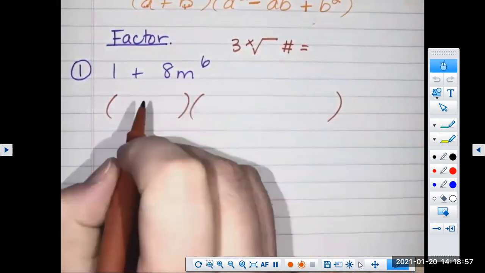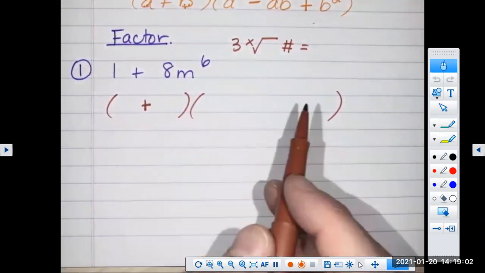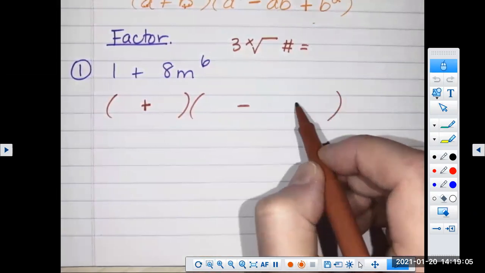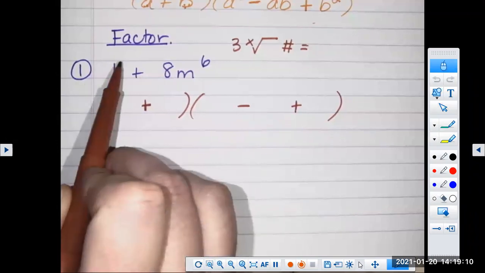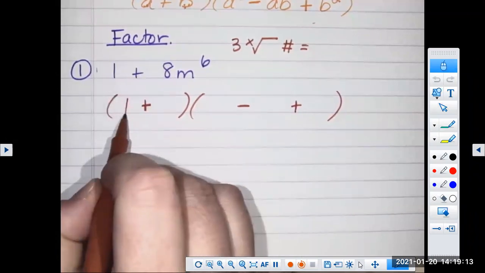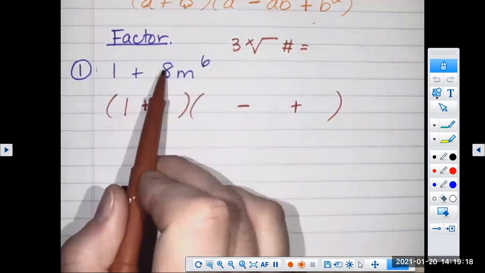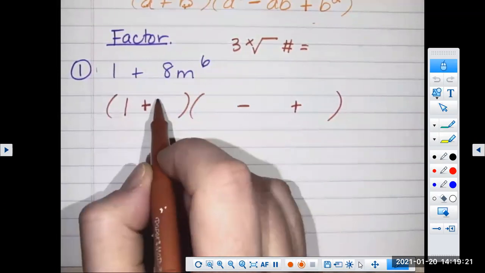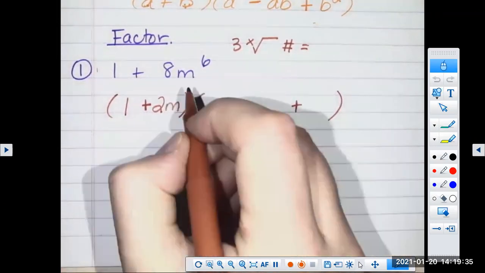This first sign, remember, is always the same. What will the second sign be? Good. What about the last? And then to get the terms here, you take the cube root of 1, which is 1. And then you have to take the cube root of all of this. So the cube root of 8 is what? 2. And then to take the cube root of a variable and exponent, you just divide the exponent by 3. So that's going to be m to the what? M to the second.